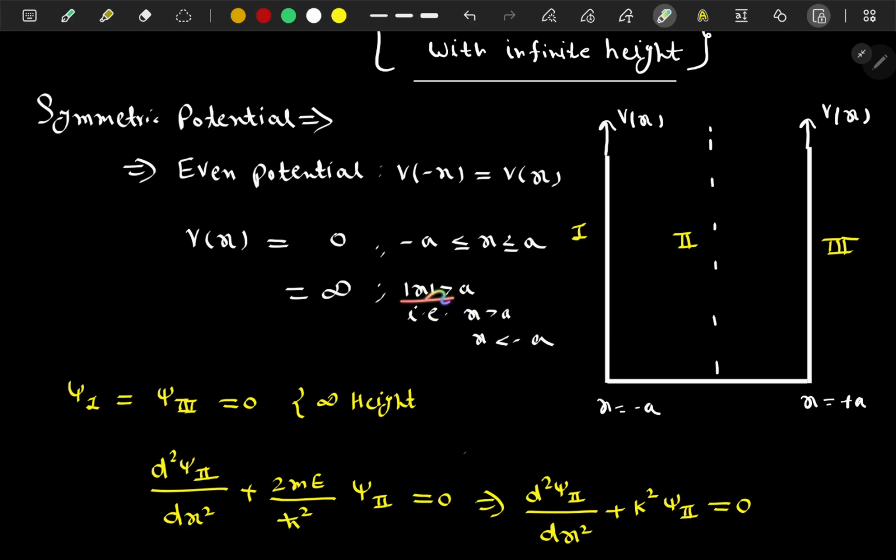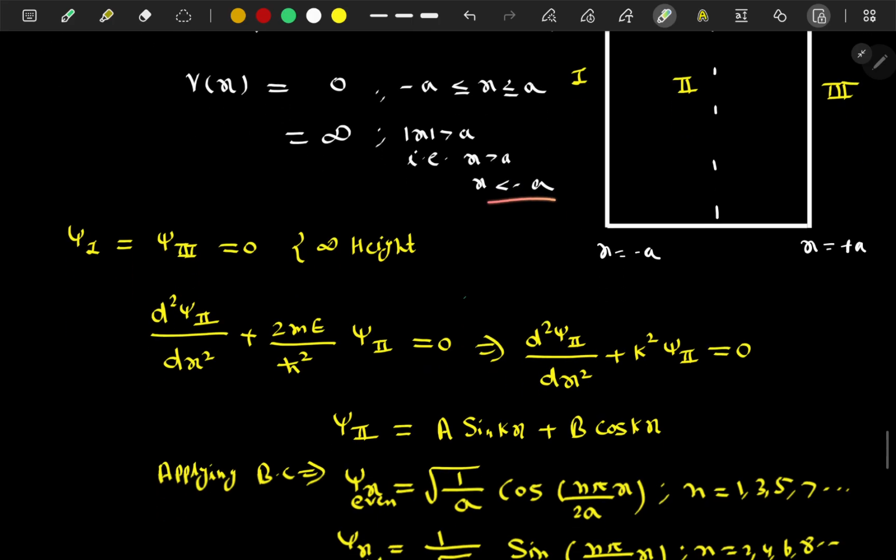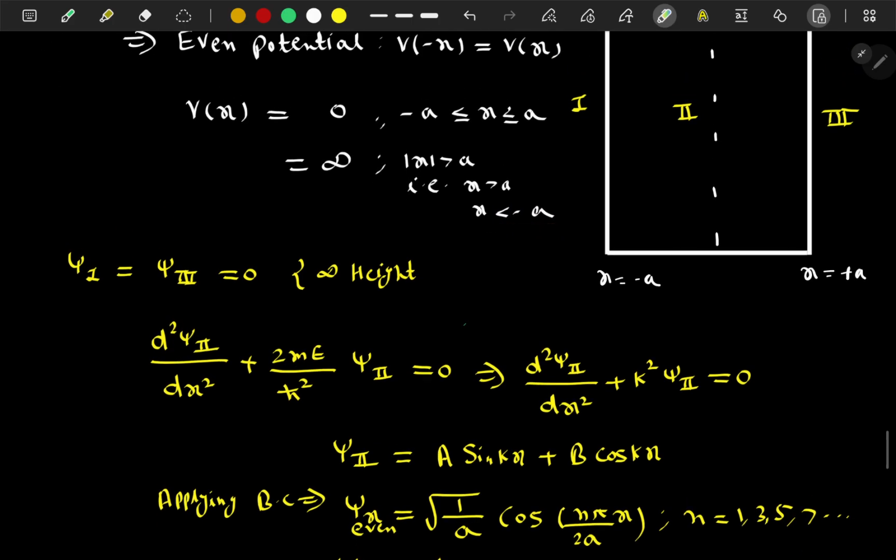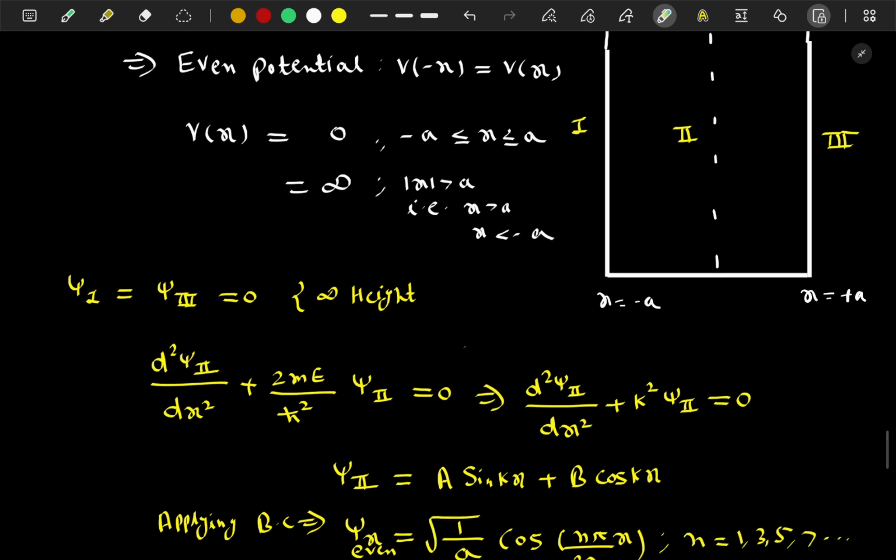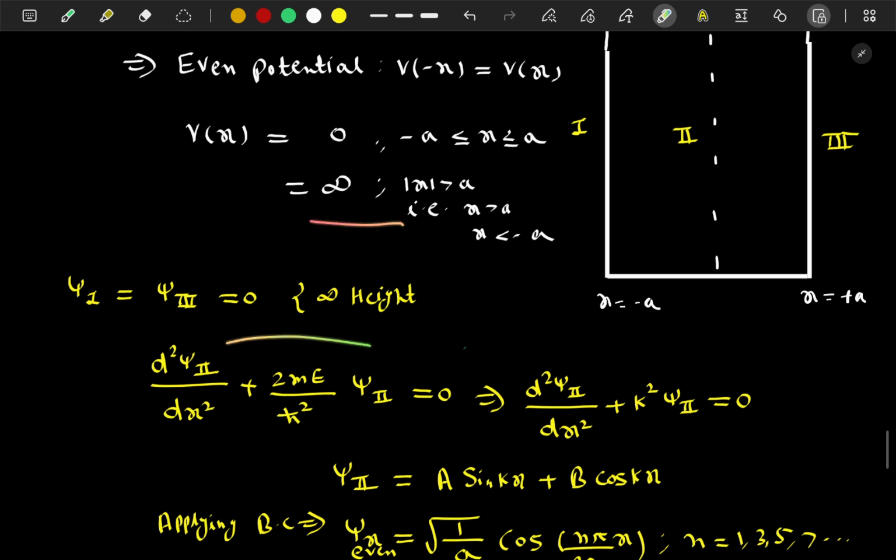And how will we solve it? x is greater than a and x is less than minus a. So we can define the Schrodinger equation in the first, second, and third regions. In the first and third regions, the potential is infinite, so the wave function will be 0.